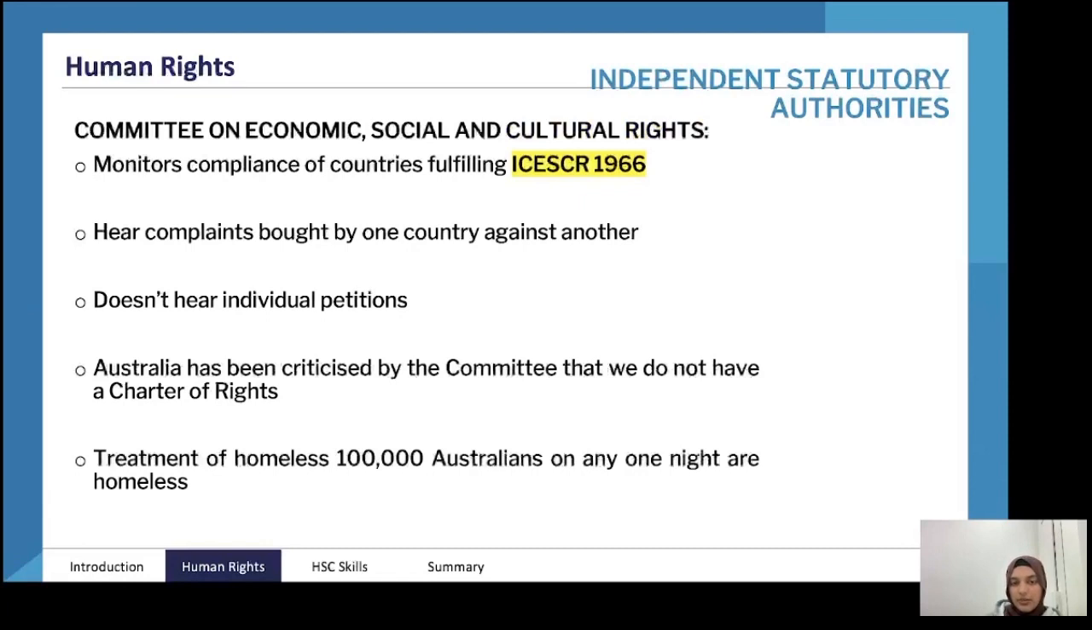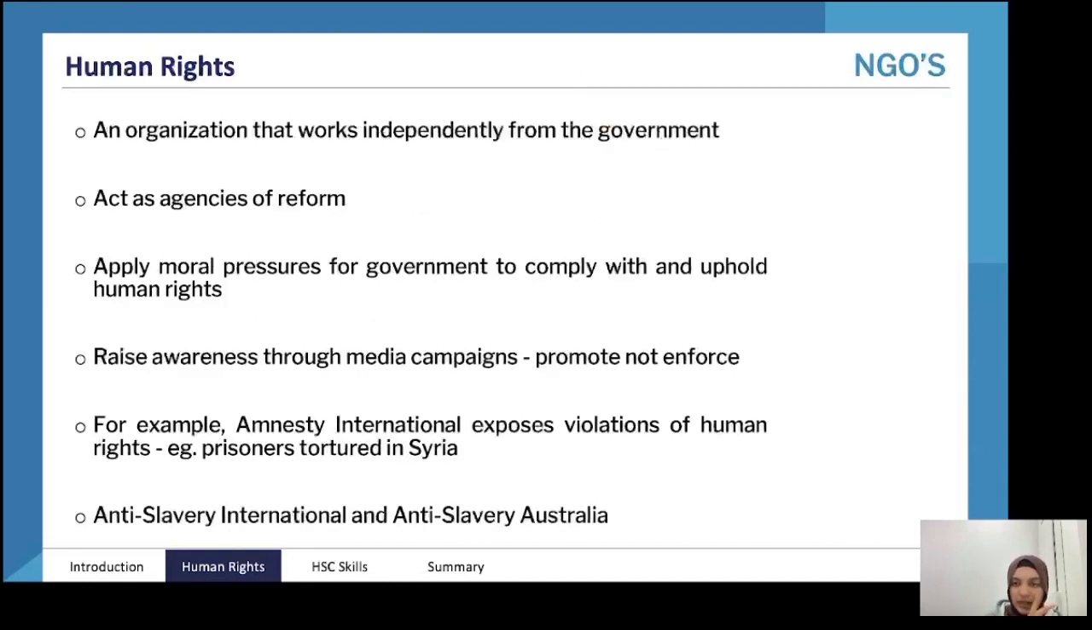The Committee on Economic, Social and Cultural Rights also monitors compliance with the ICESCR. They hear complaints brought by one country against another. They don't really hear individual petitions, but Australia has been criticised by the committee because we do not have a Charter of Rights, and for the treatment of the homeless, with 100,000 Australians homeless on any one night. So this, again, is a criticism of Australia.